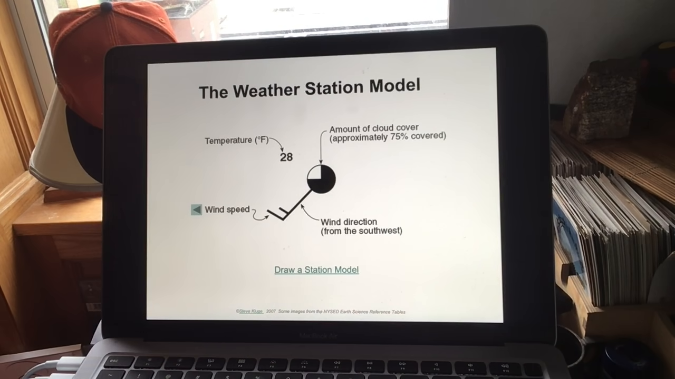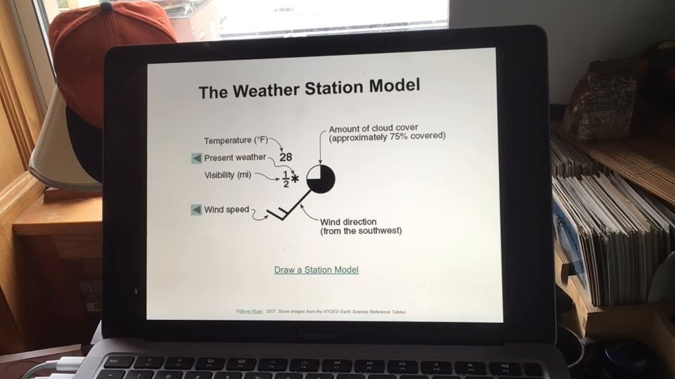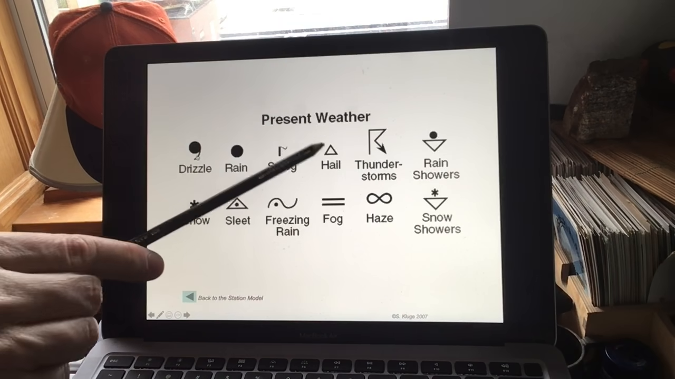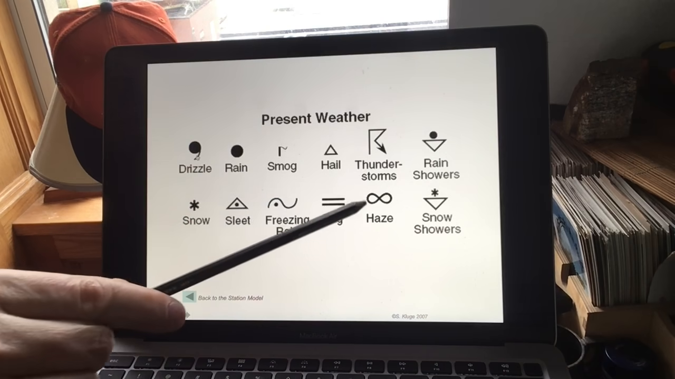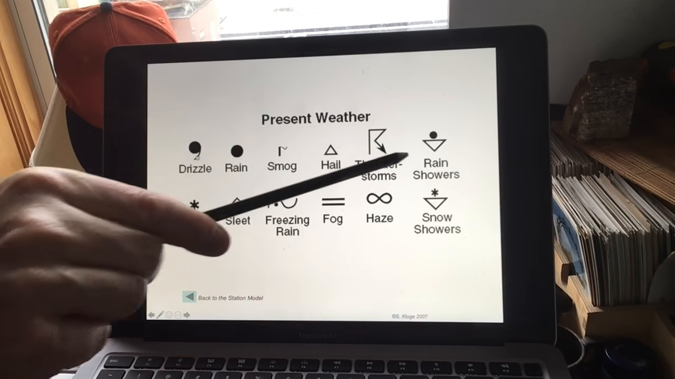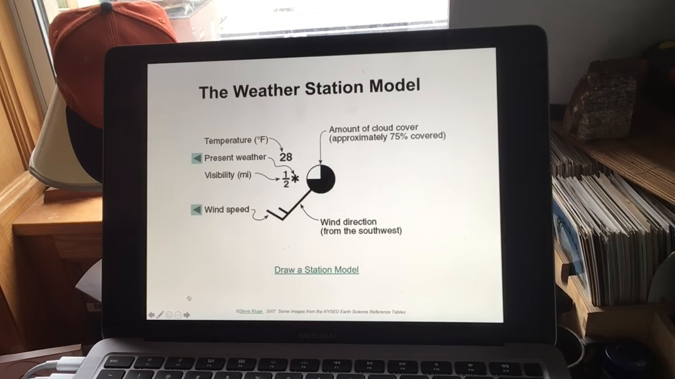Okay, visibility, half a mile. Very simple, put it at the 9 o'clock section. Present weather, what's it doing right now? And again, what are some of the things that we can include in that characterization? Drizzle or rain or smog or hail or thunderstorms, rain showers, snow, sleet, freezing rain, fog, haze, snow showers. Did I say snow here? I meant to say rain. Then you just add that based on what it's doing outside.